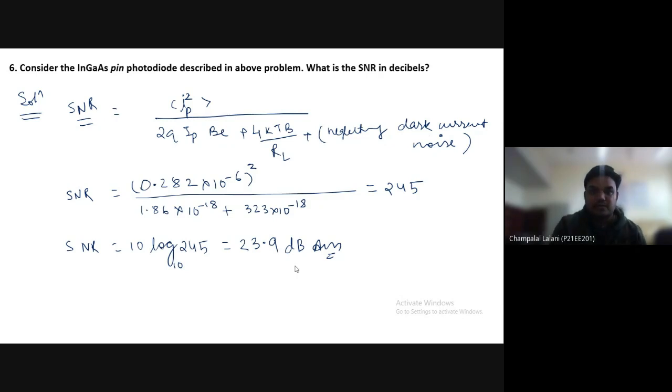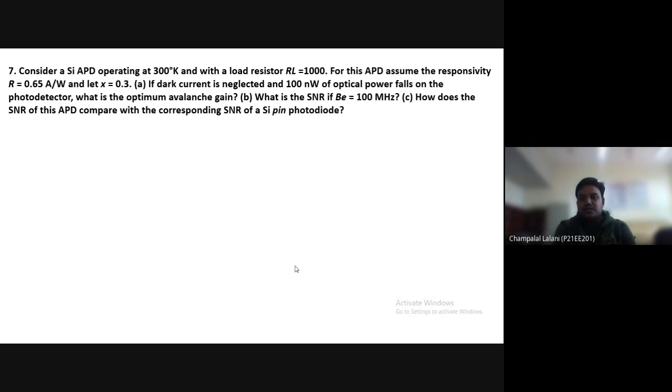Now let's move to the next question. This question is basically related to the APD part, avalanche photodiode. So here you need to calculate the SNR due to pin photodiode and due to the avalanche photodiode, and you need to compare both of these. So let's read out the question first.